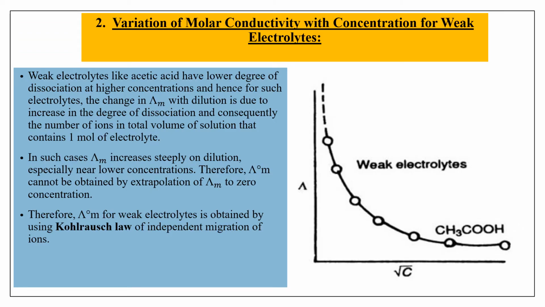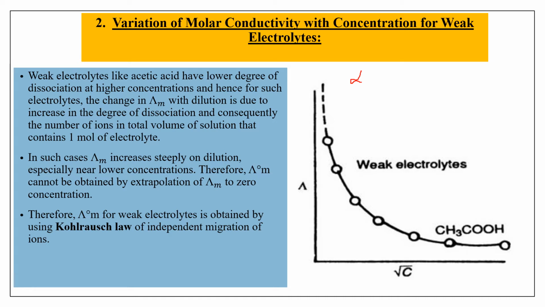Similarly, next is the variation of molar conductivity with concentration for weak electrolytes. Weak electrolytes like acetic acid have a low degree of dissociation. The value of alpha for a weak electrolyte is low at higher concentrations, and hence for such electrolytes the change in molar conductivity with dilution is due to the increase in degree of dissociation, and consequently the number of ions in the total volume of the solution that contains 1 mole of electrolyte.